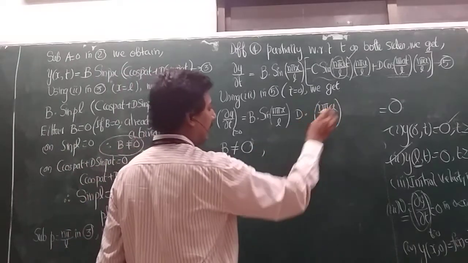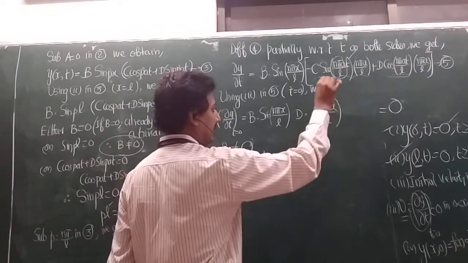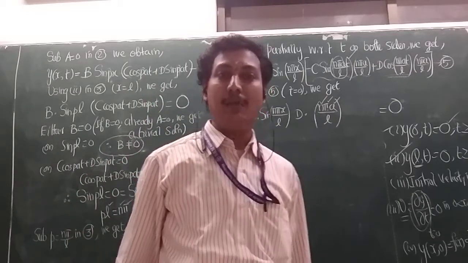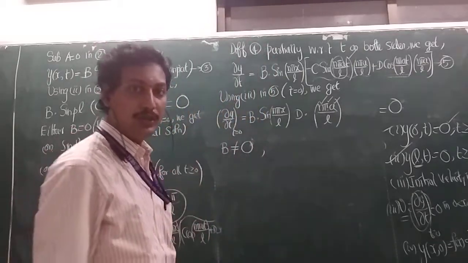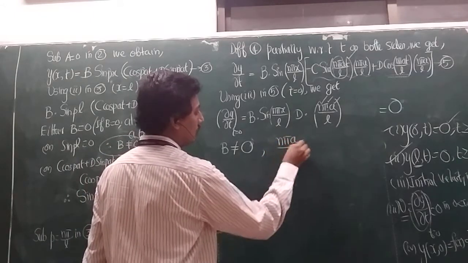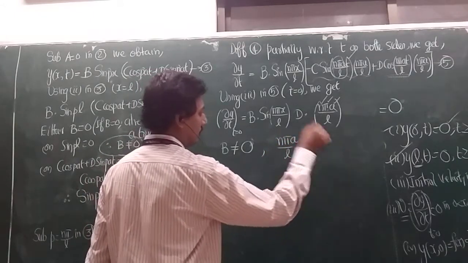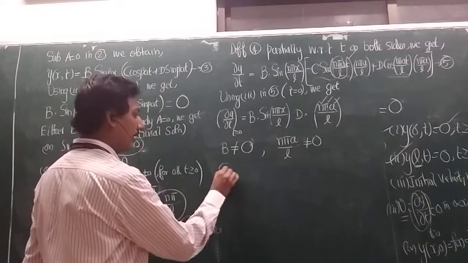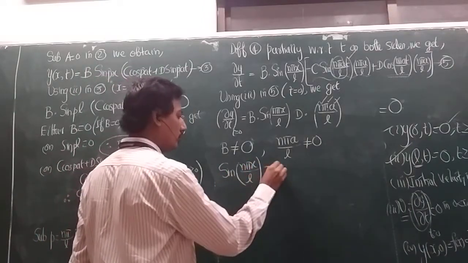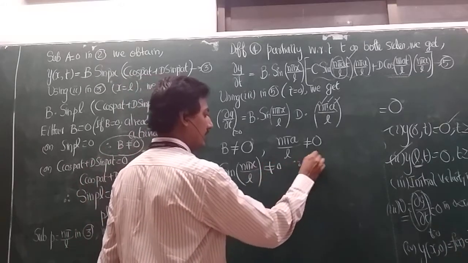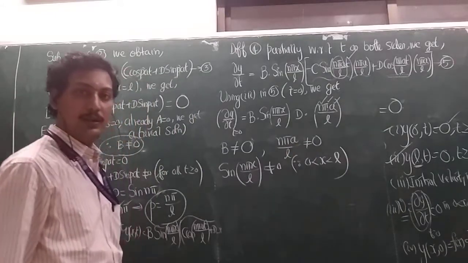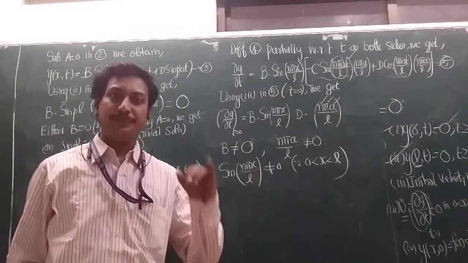What about n pi a by l? n is a positive integer, pi is a fixed constant. A, what's a? Square root of tension by mass of the string per unit length, isn't it? What about L? L is the length of the string, so obviously all are non-zero. What about sin n pi x by L? Sin n pi x by L is also not equal to 0, since 0 is less than x less than L. Why is this not equal to 0? Tell me. This is equal to 0 only when x equal to 0.